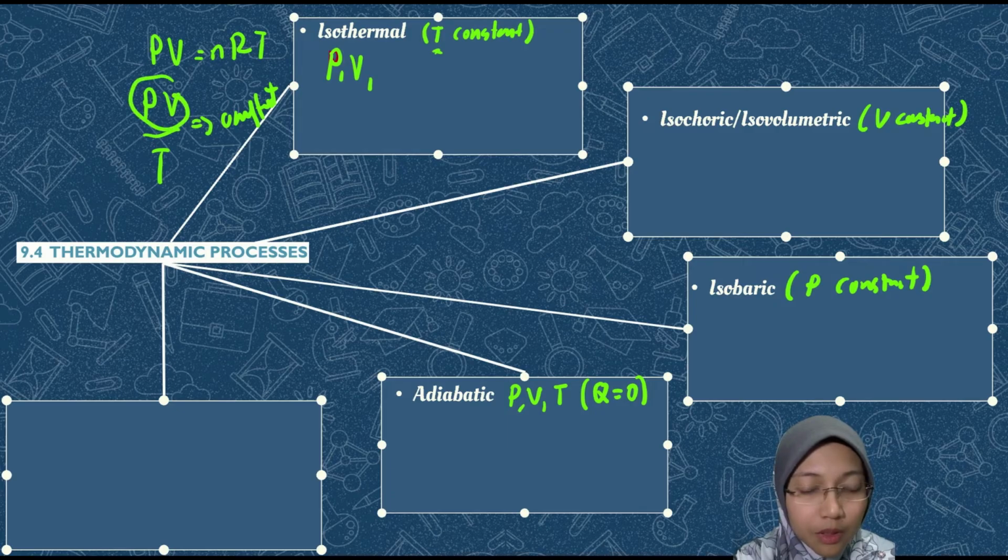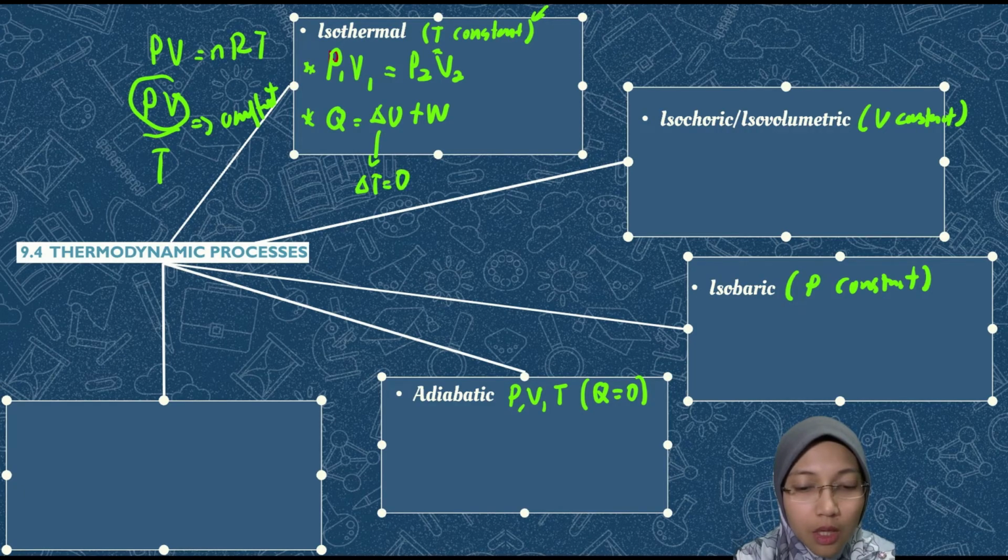Okay, PV here is P1 V1 is equal to P2 V2. That's the first thing. And the second thing is you have to always relate with the first law of thermodynamics. So we have learned just now that Q is equal to delta U plus W. Since our T is constant, there will be no changes in temperature. Hence, delta U is equal to 0. Hence, our first law of thermodynamics will be Q is equal to W. So this is for isothermal.